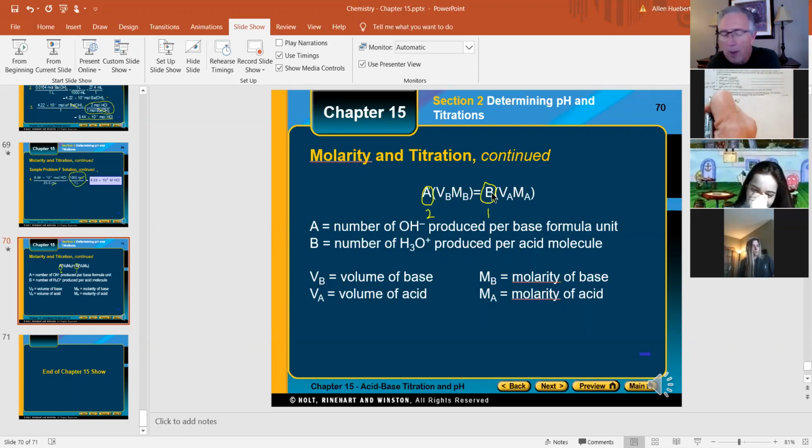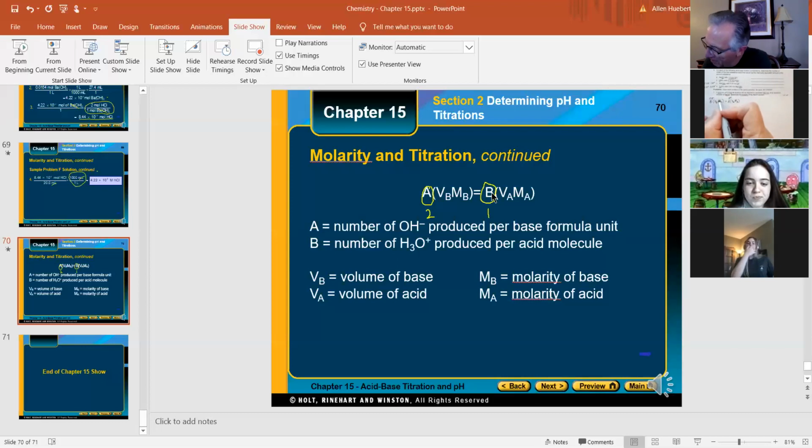OHs are part of bases, right? Mm-hmm. So I'm going to put a B here so it matches what's on the formula sheet for your test. Bases have OHs. Acids have hydrogen ions. So it still works from the PowerPoint, except the lettering is different, not what it means.